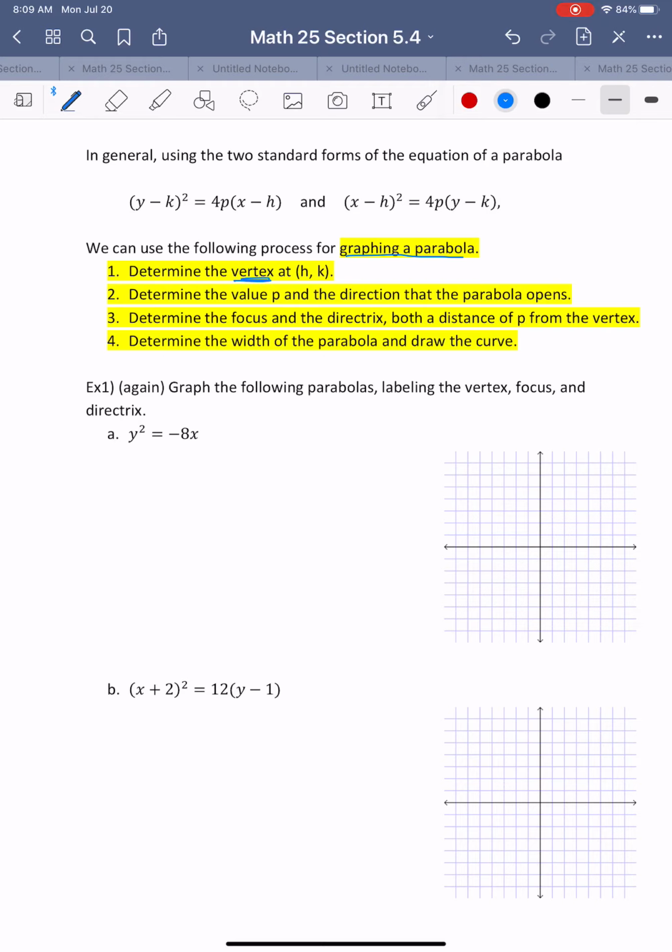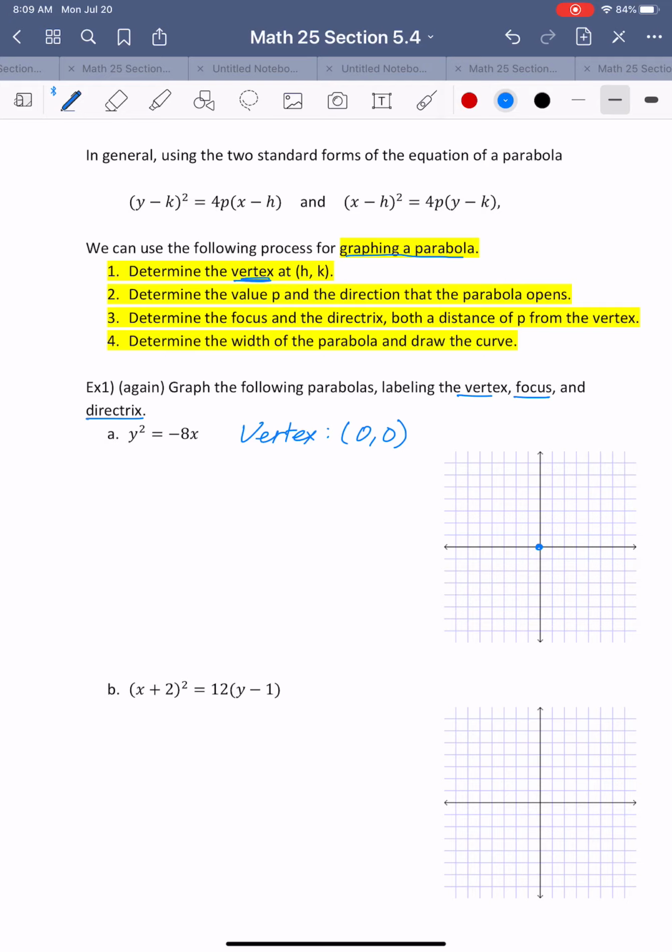All right, so example 1. We already found the vertex before, but this time we have to find the vertex, then the focus, and then the directrix. And of course we have to graph that too. So the vertex was (0, 0). Okay, so this is the vertex.